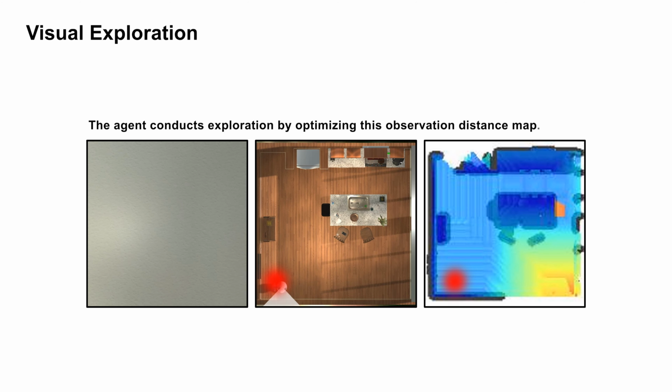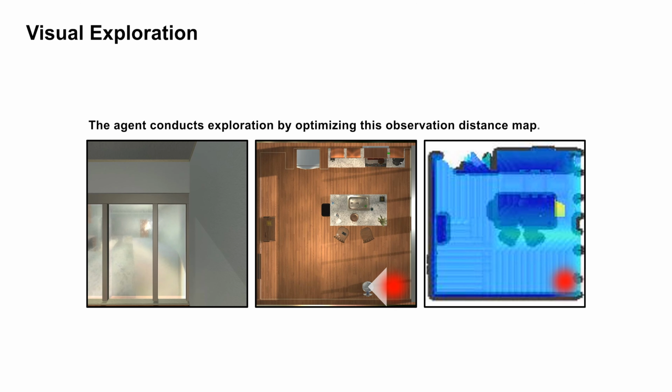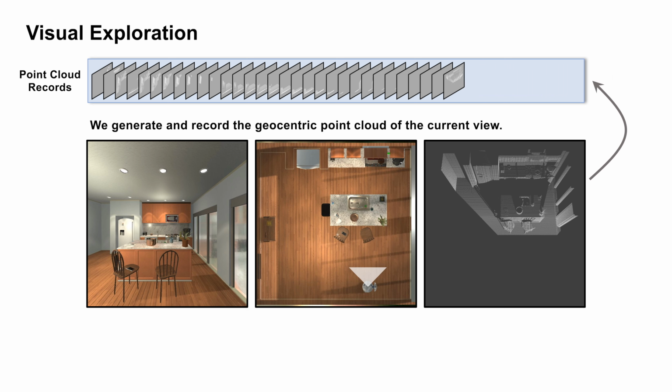We build an observation distance map, where each grid denotes the minimum distance at which the current coordinate point is observed by the agent. Through the optimization of this map, the agent can be guided to observe objects closer.